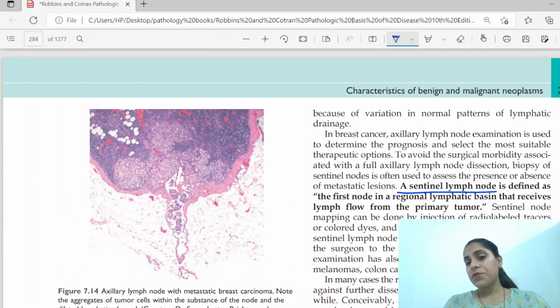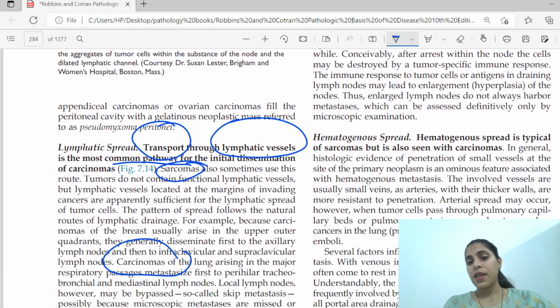What is a sentinel lymph node? It is defined as the first node in the regional lymphatic basin that receives lymph flow from the primary tumor. Then there is hematological spread. Hematological spread is typically of sarcoma, but it is also seen in carcinomas.